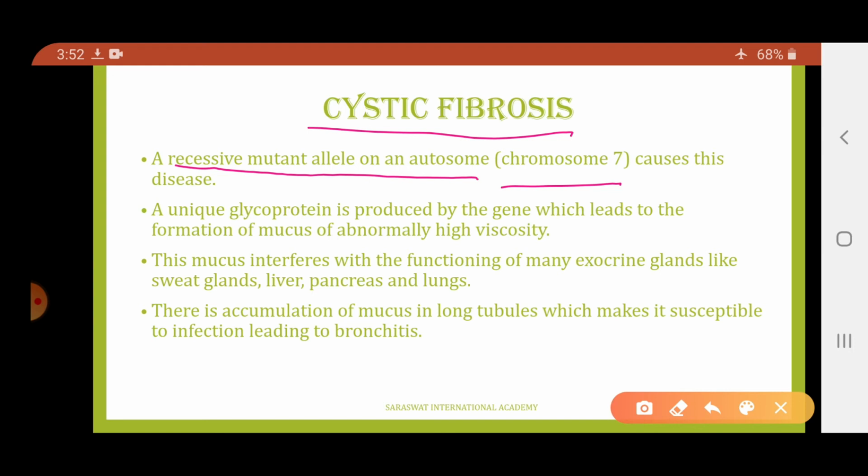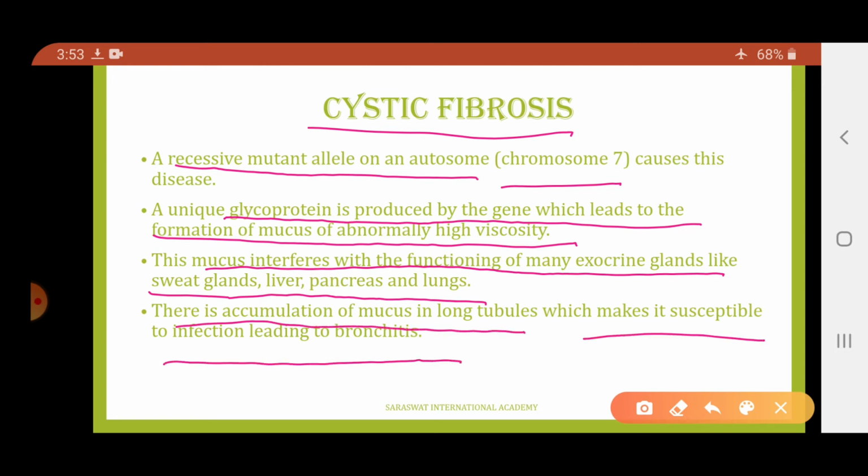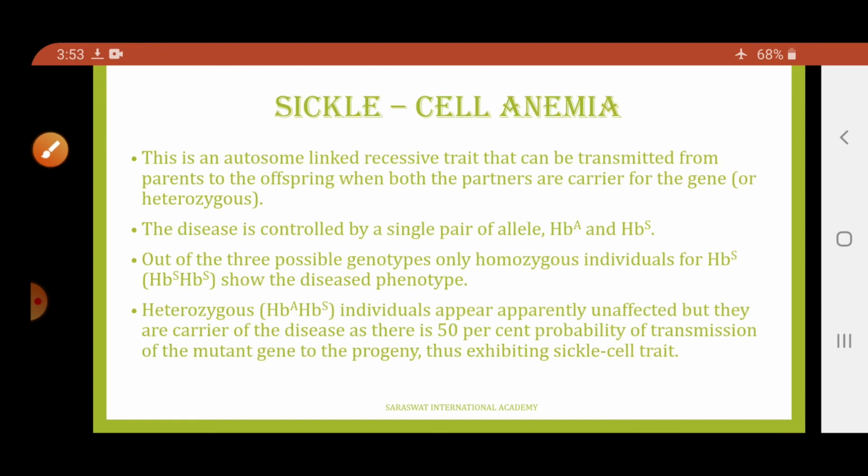Now what is the defect caused in this disease? The unique glycoprotein is produced by a gene which leads to the formation of mucus of abnormally high viscosity. So here a protein, a glycoprotein, is formed, and this glycoprotein forms a lot of mucus whose viscosity is very high. The mucus interferes with the functioning of the exocrine glands like sweat glands, liver, pancreas as well as lungs. There is accumulation of mucus in the lung tubules which makes it susceptible to infections leading to bronchitis. So these are some of the effects of cystic fibrosis.